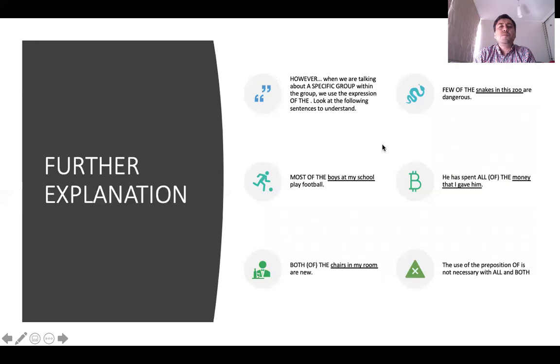However, when we want to be specific about the group, we use the expression of the. For example, few of the snakes in this zoo are dangerous. I'm talking about not all the snakes in the world, just the snakes in the zoo. Most of the boys at my school play football. I'm not talking about all the boys, just the boys in my school.